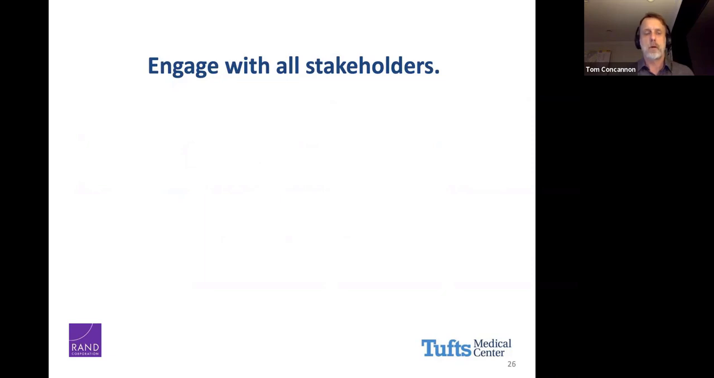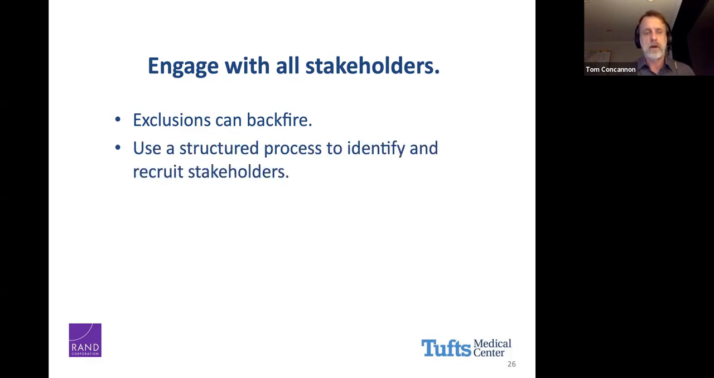So what are the lessons learned about working in research with patients, clinicians, and other stakeholders? Number one, engage with all stakeholders. Excluding even patients because they're not trained, excluding even folks who have a financial vested interest in the outcomes of the research, these exclusions can backfire. And this is the advice: you really should consider whether an exclusion might end up backfiring on you as a researcher. We recommend that you use a structured process to identify and recruit stakeholders, and I'm going to go through what that might look like in a few slides.